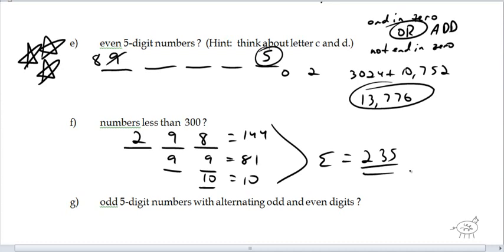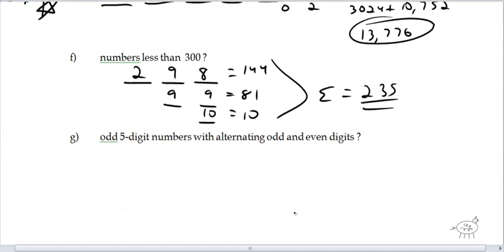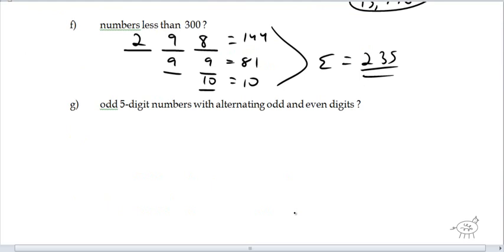Okay? And our last one here, an odd 5-digit number with alternating odd and even digits. So again, it's a 5-digit number. So you're going to draw 5 slots. I'm telling you it's an odd number. So do you guys agree that this last slot's got to be odd? And if it's alternating, then we're going to just kind of keep going here. Back even, and then this odd, and then even, and then odd.